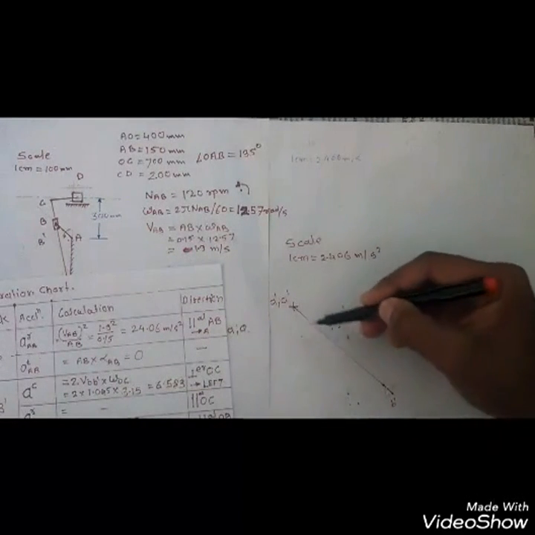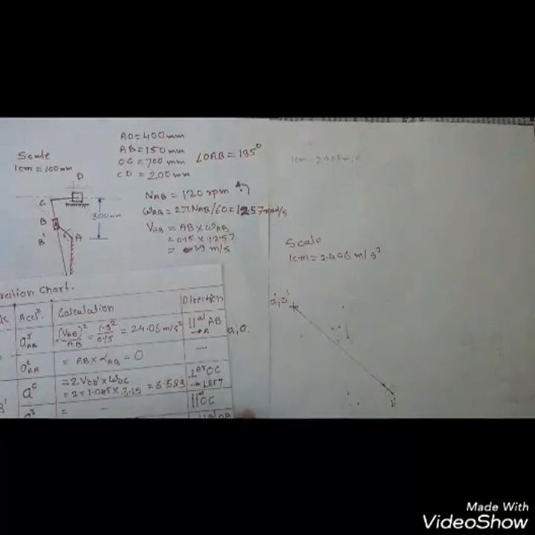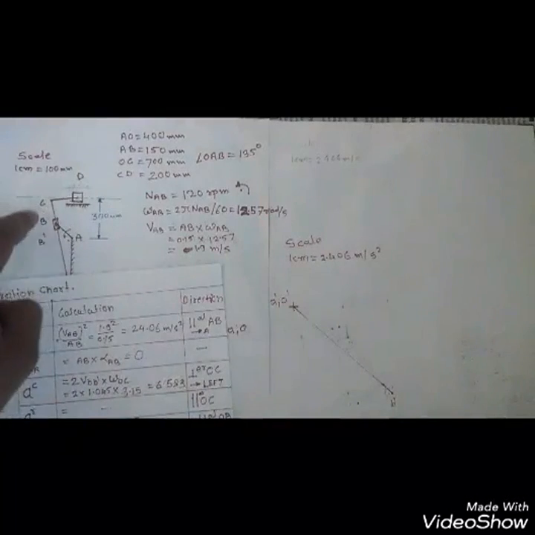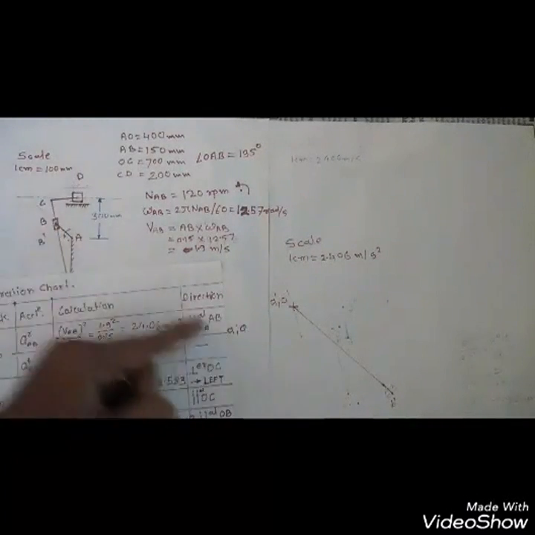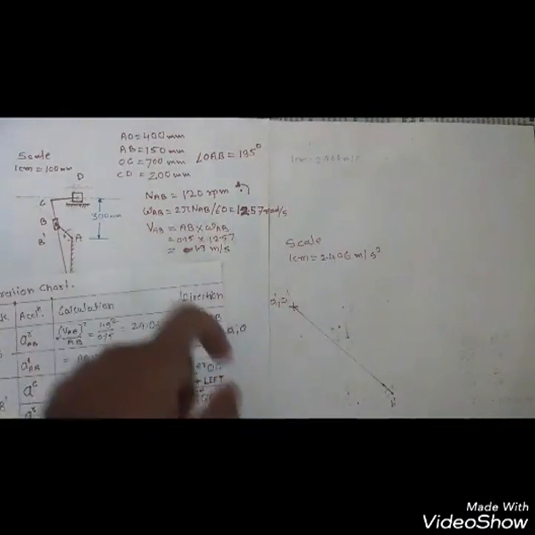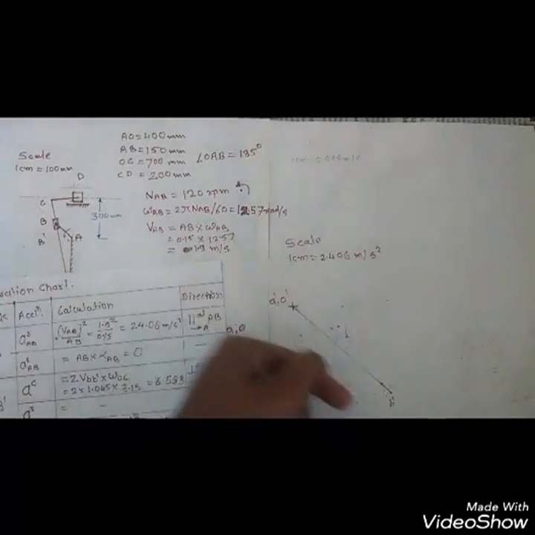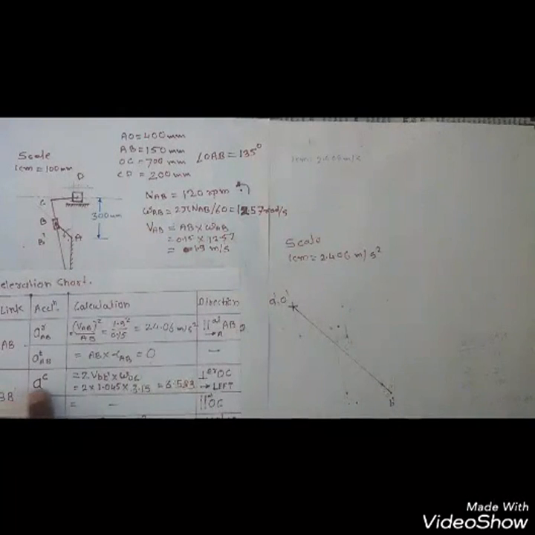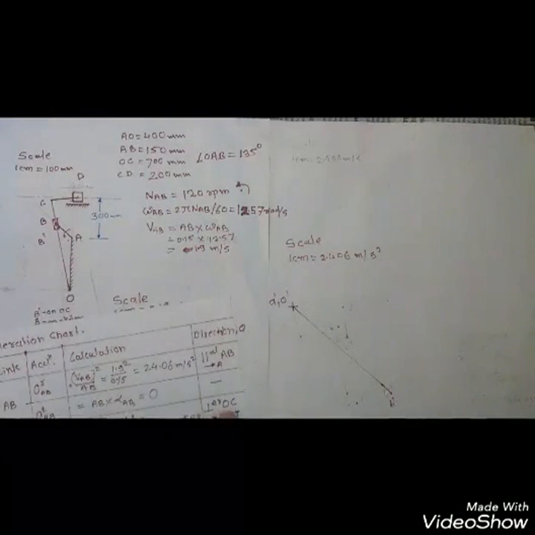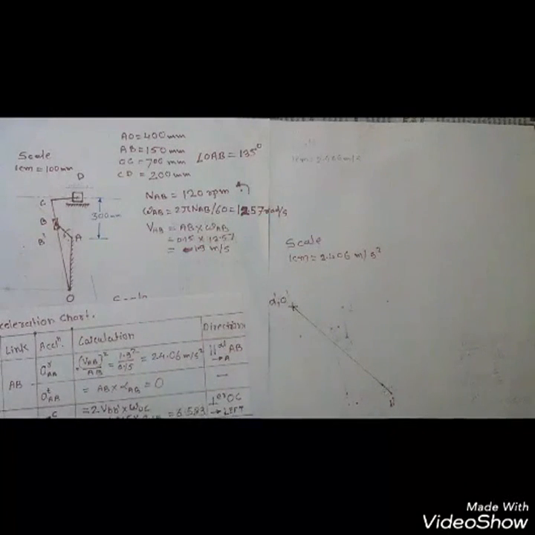After finishing this first vector, we have drawn this in the downward direction because the direction is towards A. Therefore from the fixed point towards downward direction, so we will get a point B dash. After this, serial number 2. First one is the coriolis component. Okay, magnitude is known and it is perpendicular to OC and towards left.